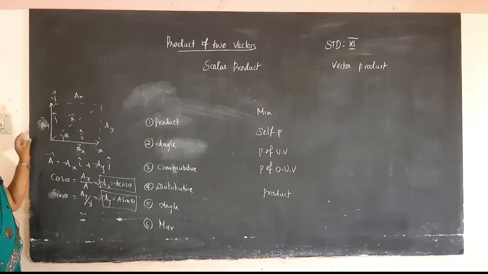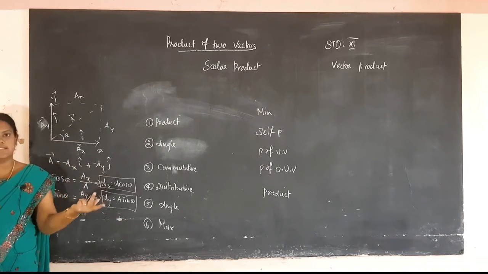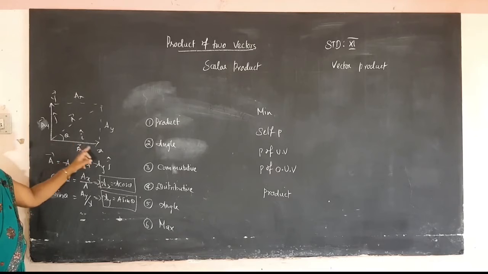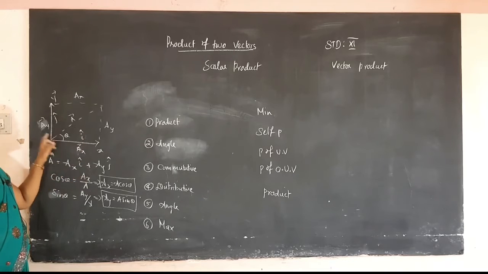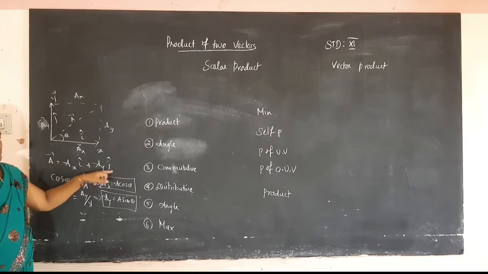Okay, so in two dimensions we consider only two axes. Suppose we consider the three axes x, y, z. I will explain that a vector A is equal to Ax in the unit vector i cap plus Ay in the unit vector j cap. Okay, A is equal to Ax i plus Ay j.